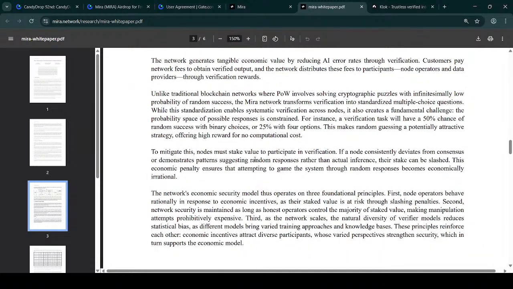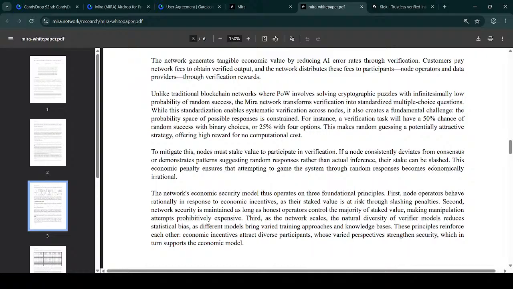Unlike traditional blockchain networks, where proof of work involves solving cryptographic puzzles, here the verification is transformed into standardized multiple choice questions. Standardization enables systematic verification across nodes. It also creates a fundamental challenge: the probability space of possible responses, and the infinitesimally low probability of random success in the mirror network.